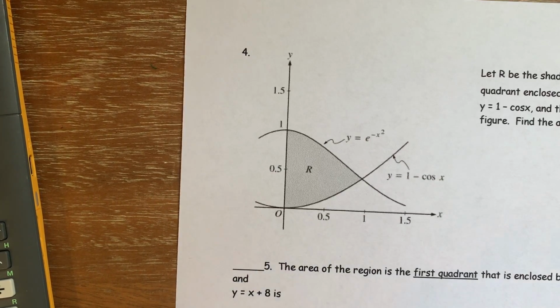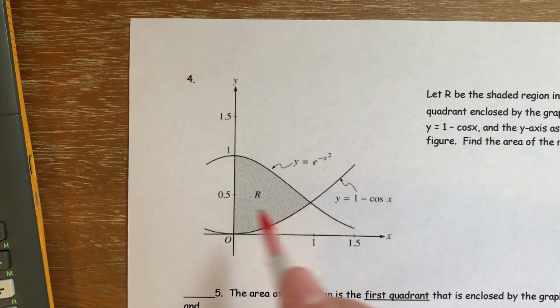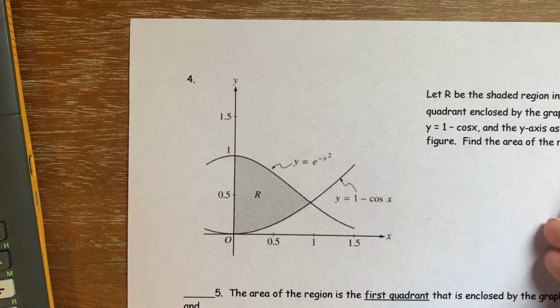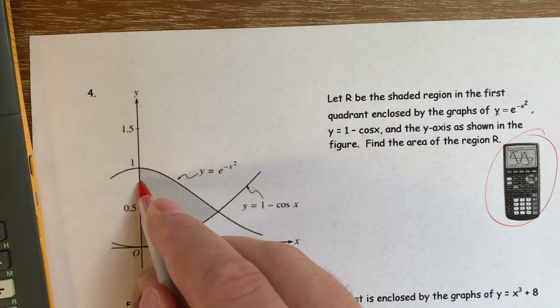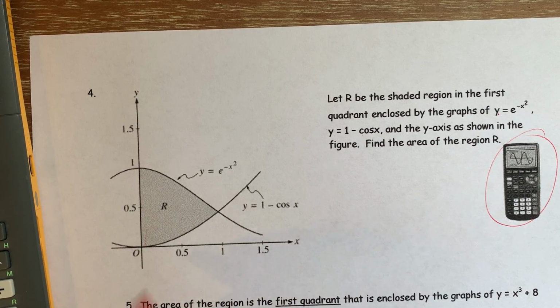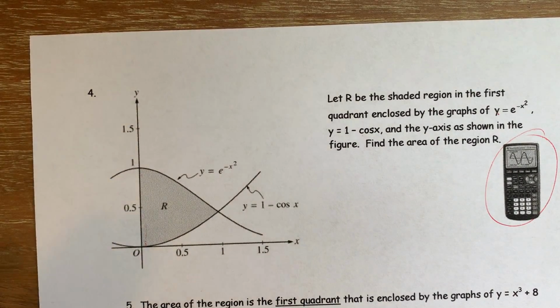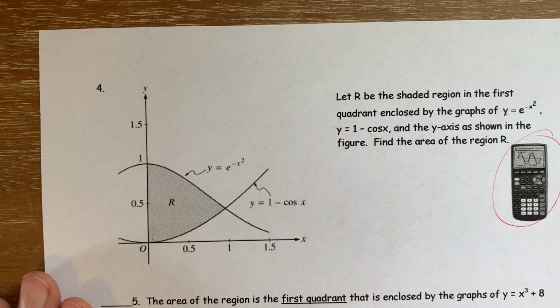All right, guys, let's see how you guys do on this. This is a calculator problem. You need a calculator. Here is R, this region. It's the shaded region in the first quadrant enclosed by y equals e to the negative x squared and y equals 1 minus cosine of x, the y-axis, as shown in the figure. Find the area of R.